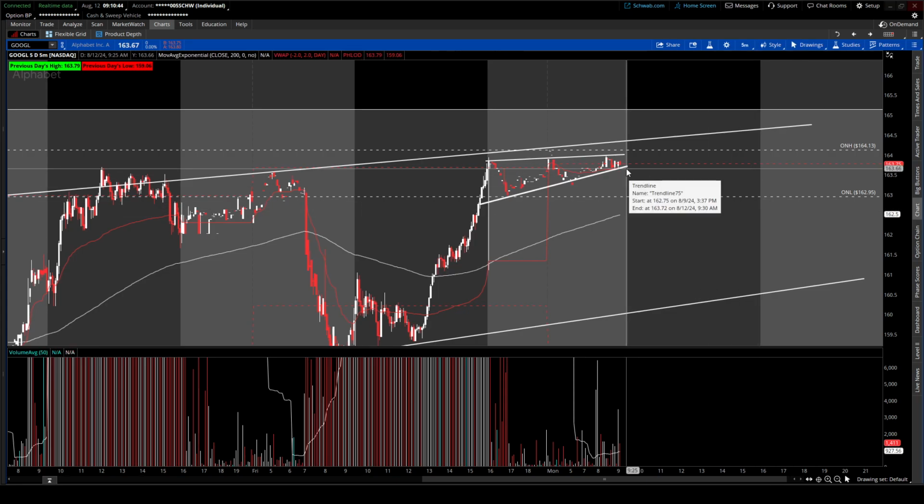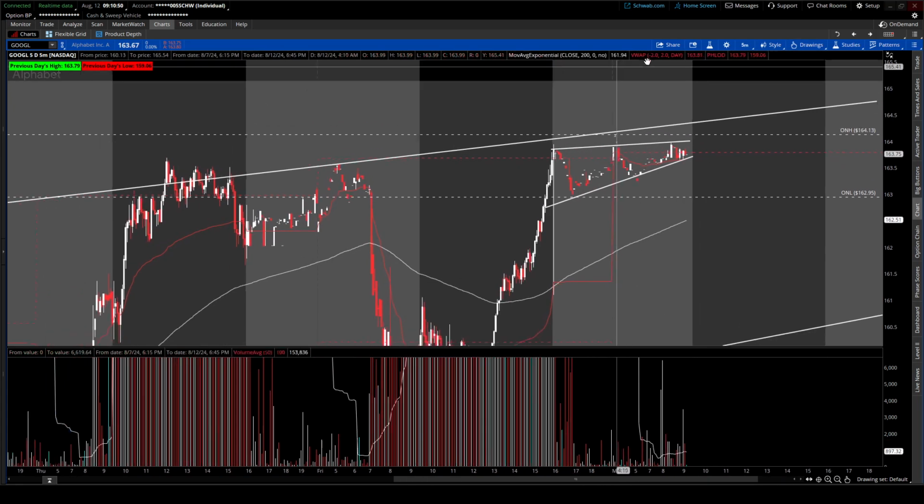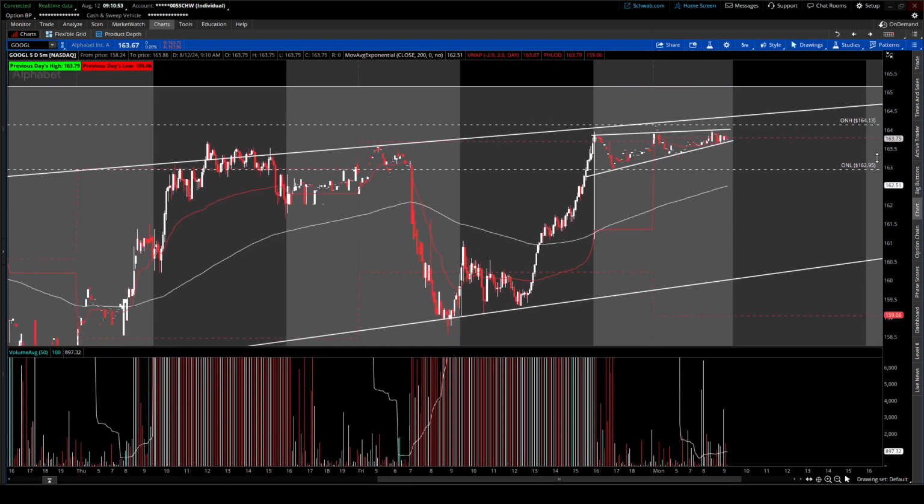I do like how we're setting up here with Google actually. You have almost a flagging structure. It actually almost looks like a cup and handle. I don't know if you guys are seeing my screen here, but on the 5 minute we have the cup formation right here, and the handle is starting to form right now. So we should see a pretty nice move off the open today with a lot of these names actually. We have the inverse McDonald's setup right here on Google, which is really nice. You see we got that clean break above that 161.